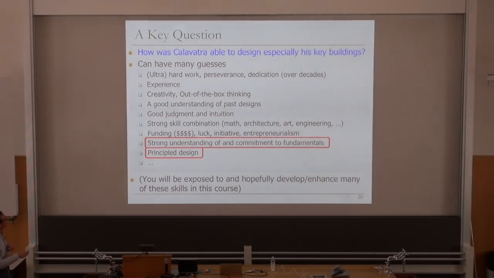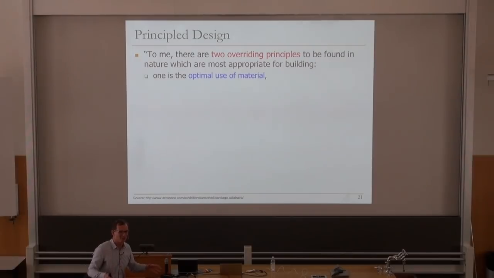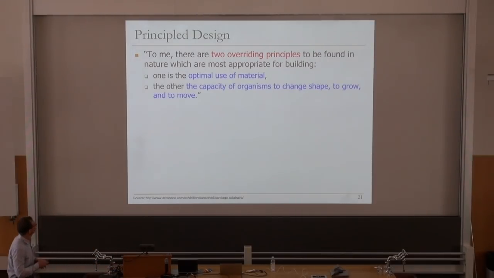Okay, let's talk about these two a little bit more. So what is principle design? This is, again, a quote from Calatrava. "To me, there are two overriding principles to be found in nature which are most appropriate for building." So he's explaining his principles, basically. One is the optimal use of material. Efficiency, which is really important in computing architecture also. And the other is the capacity of organisms to change shape, to grow, and to move. Basically, he's designed actually a lot of buildings that open and close. Unfortunately, he was not allowed to do that with the Oculus, but he has other buildings. If you look online, you'll find them.